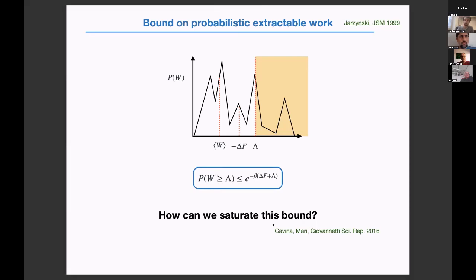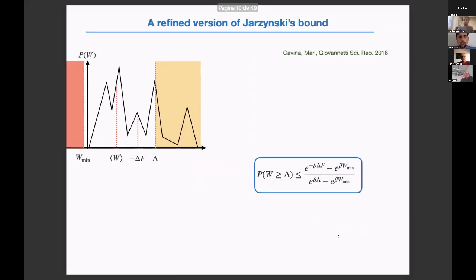So this question was investigated in this very nice paper by Cabina, Mari, and Giovannetti a few years ago. And the first thing that they did is to actually find a refinement of this law, because it's clear that if you want to maximize the probability here, you will have some penalty, because the average must lie below this point, and you can ask that you don't want this penalty to be smaller than a given value. So you can say, okay, that's the most that I can take.